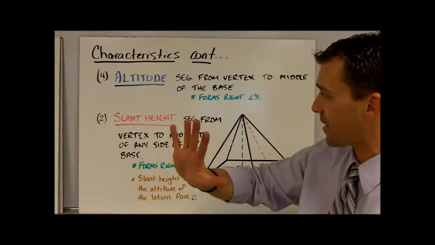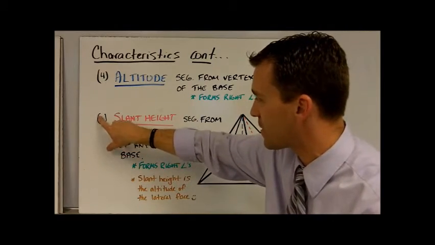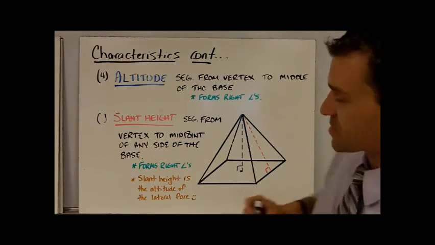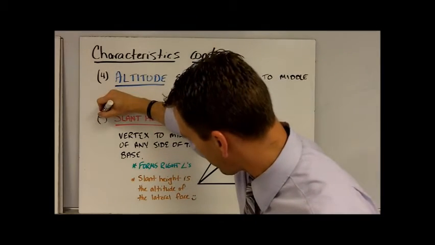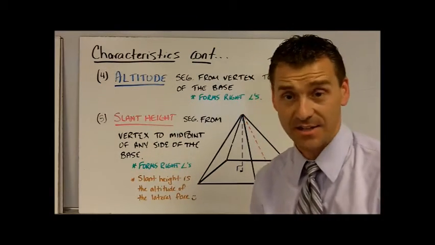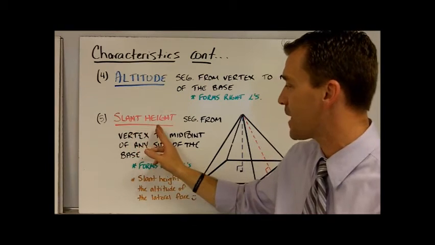The other thing, the fifth thing, why did I put 2 there? That's weird. That should say 5. That's really strange. Whatever. So the fifth thing is slant height. A thing called the slant height.